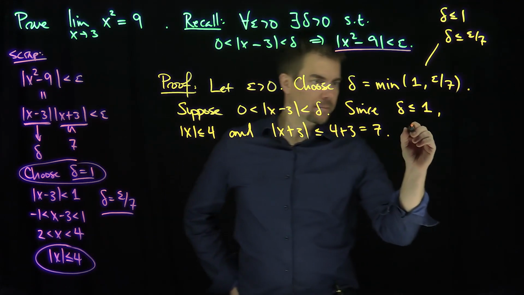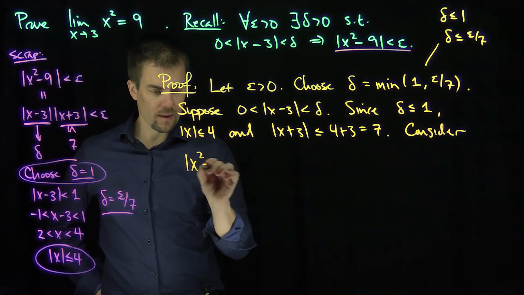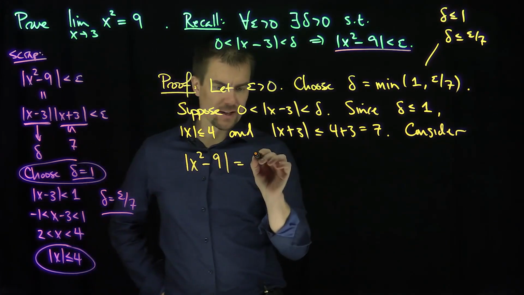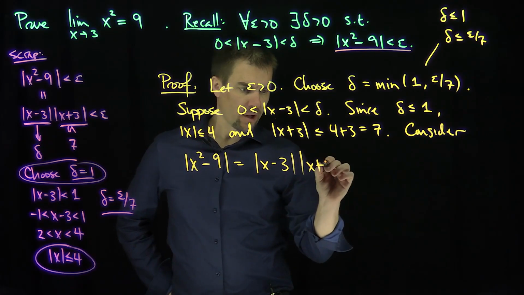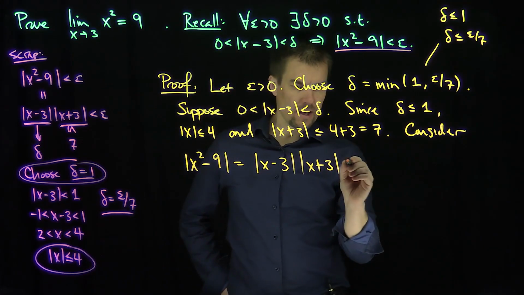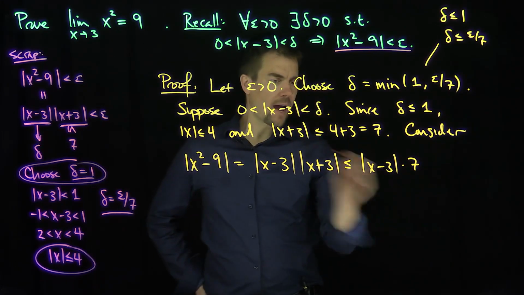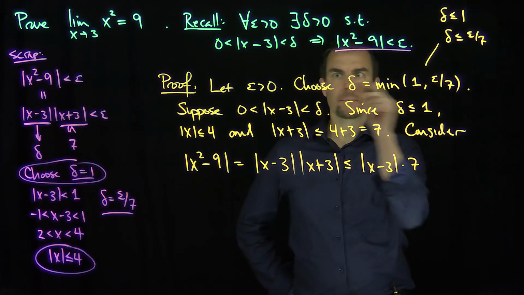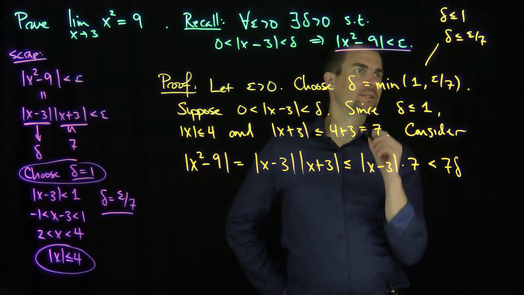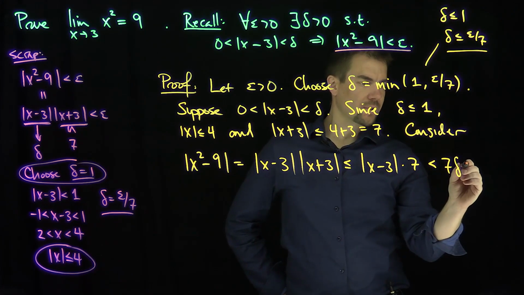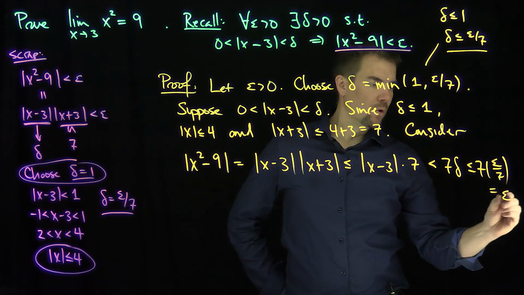So now let's consider |x squared minus 9|. As we know from our scrap work, it is |x minus 3| times |x plus 3|. We know that |x plus 3| is no more than 7. And now I know that |x minus 3| is less than delta by assumption. So that's less than 7 delta. And I know that delta is less than or equal to epsilon over 7. So this is less than or equal to 7 times epsilon over 7, which is equal to epsilon.